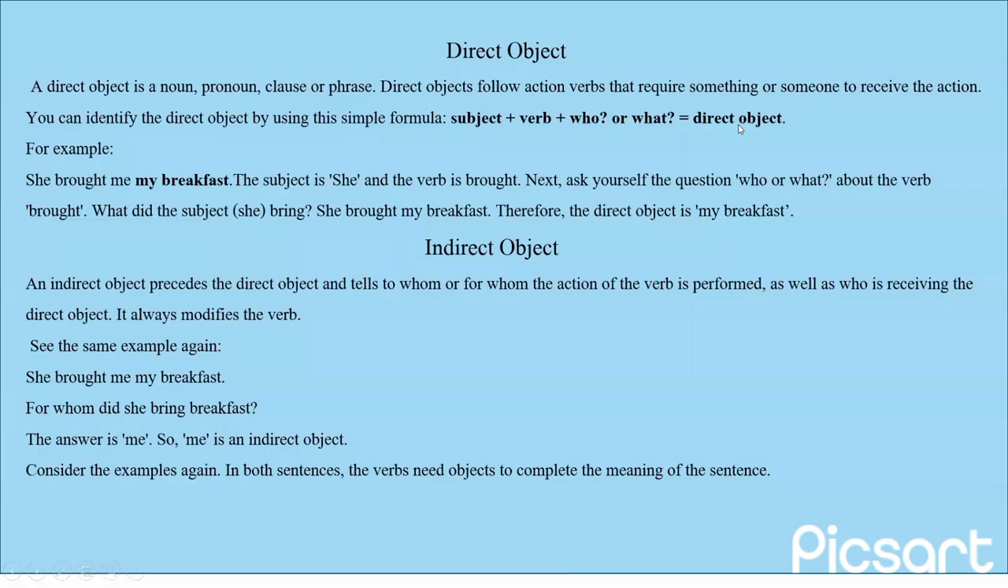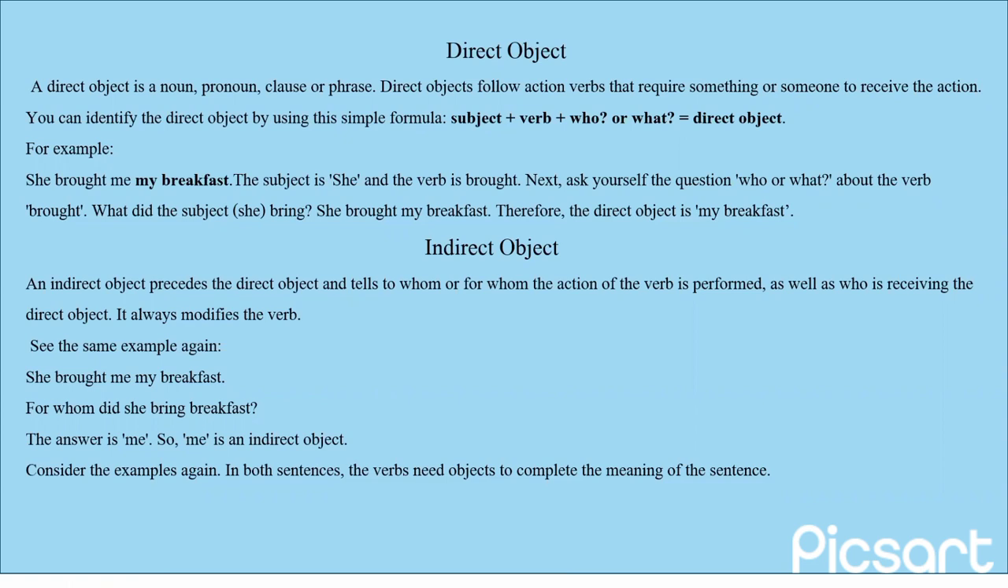A direct object is a noun, pronoun, clause, or phrase. Direct objects follow action verbs that require something or someone to receive the action. You can identify the direct object by using this simple formula: subject plus verb plus who or what equals direct object.